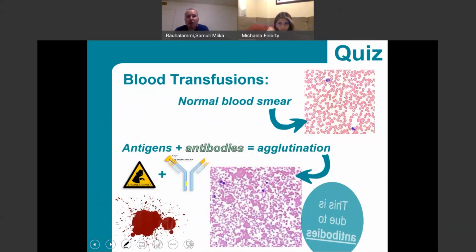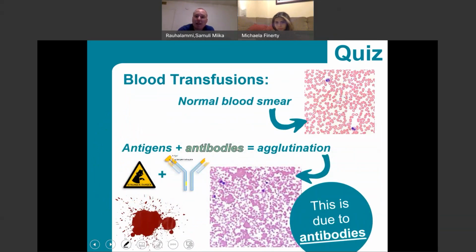In terms of the blood transfusions, what we needed to know is that normally all the red blood cells are nicely separated, but if you have antibodies present, remember antibodies were what were made in response to the antigens, then we end up with agglutination, these clumps being formed, and that's a problem.